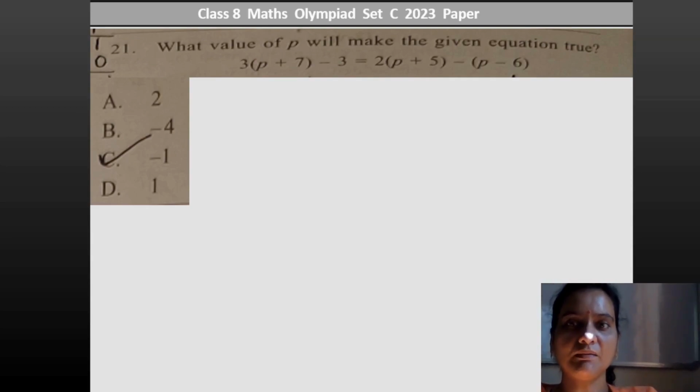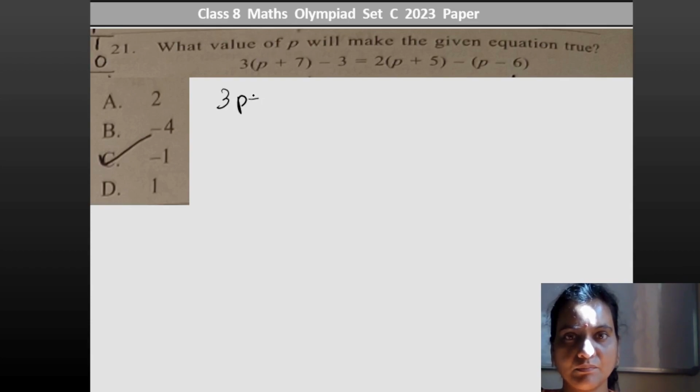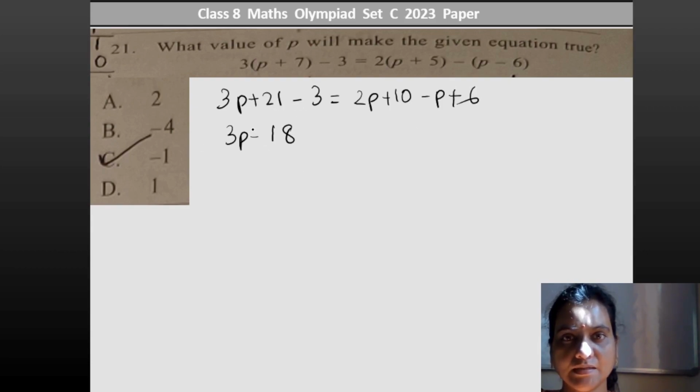What value of P will make the equation true? So this is the expression. We need to find out what will be the value of P. So 3P plus 7 will be 3P plus 21, applying the distribution law. Then minus 3 is equal to 2P plus 10 minus P plus 6, right? So 21 minus 3 is 18, 3P plus 18 is equal to 2P, 2P minus P is P.